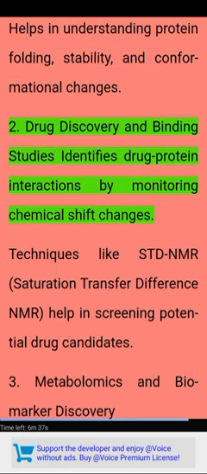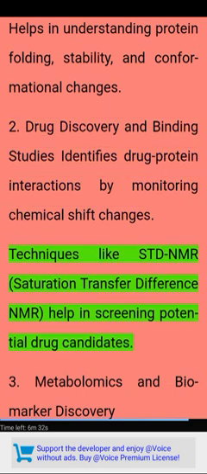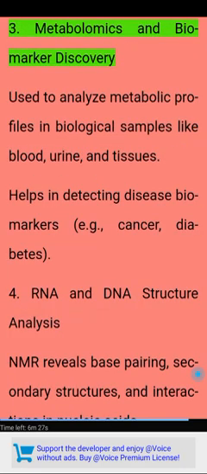2. Drug discovery and binding studies: identifies drug-protein interactions by monitoring chemical shift changes. Techniques like STD-NMR, saturation transfer difference NMR, help in screening potential drug candidates. 3. Metabolomics and biomarker discovery. Used to analyze metabolic profiles in biological samples like blood, urine, and tissues. Helps in detecting disease biomarkers, e.g., cancer, diabetes.